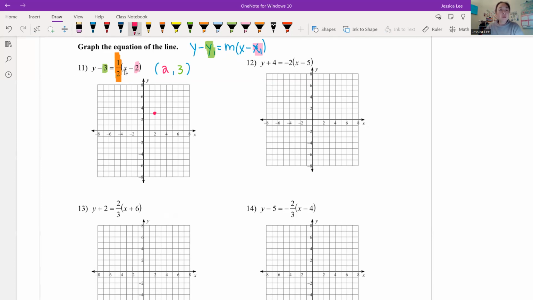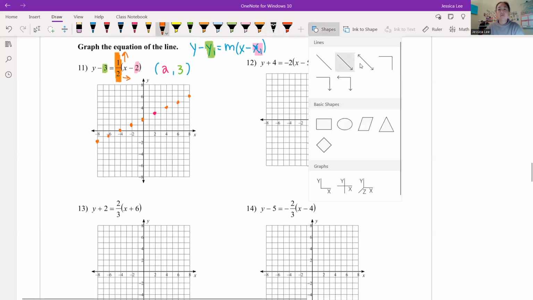Now that we have a point, we're going to use our slope. So this is going to be 1/2. Remember, you're going to start at your point. You're going to go up 1 and then to the right 2. Up 1 to the right 2. Again, this is up 1 and then to the right 2. Or down 1 to the left 2. We're going to continue that pattern all the way through. Just draw your line.